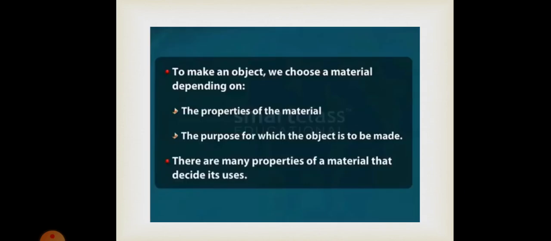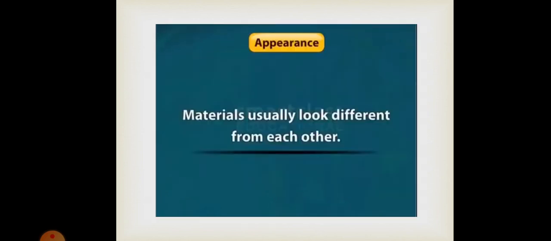To make an object, we choose a material depending on the properties of the material and the purpose for which the object is to be made. There are many properties of a material that decide its uses. Materials usually look different from each other. That's what we call the appearance of a certain material.